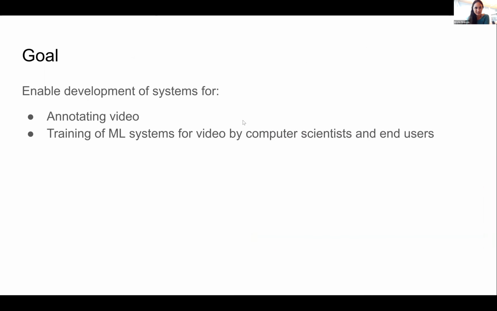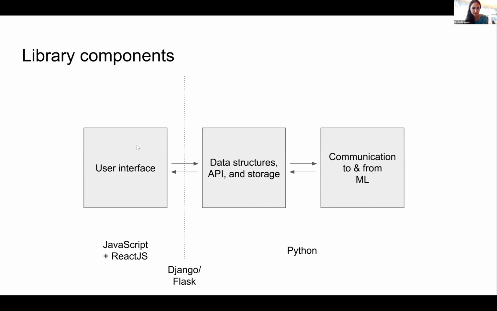Okay. So our goal is to enable development of systems for annotating video and for training machine learning systems for video, both by computer scientists who maybe don't need to be using a GUI, but want to be working with video, and end users who will want to use a user interface to do these types of things. So what we've been thinking about is a library that consists of these three components.